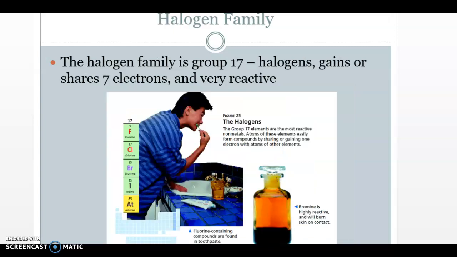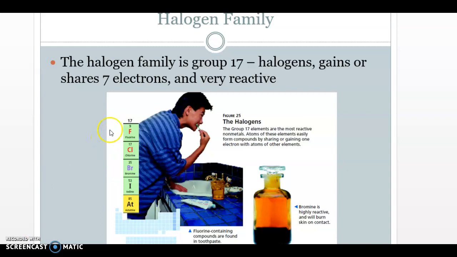Okay, next we have halogens. Halogens are group 17. Notice it's not called the fluorine family, it's called the halogens. Halogens are very reactive, very similar to the reactivity of the alkali metals. In fact, a lot of halogens make a lot of compounds with those found in the alkali metals, which is group 1, things like potassium and lithium.